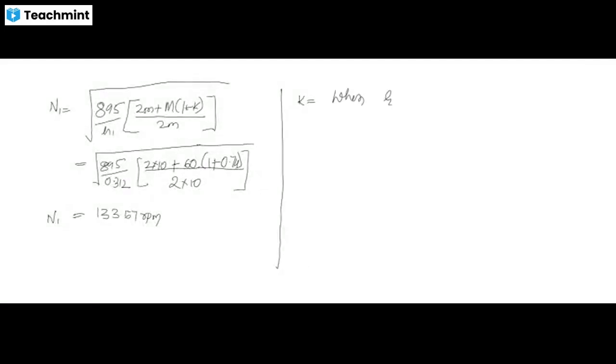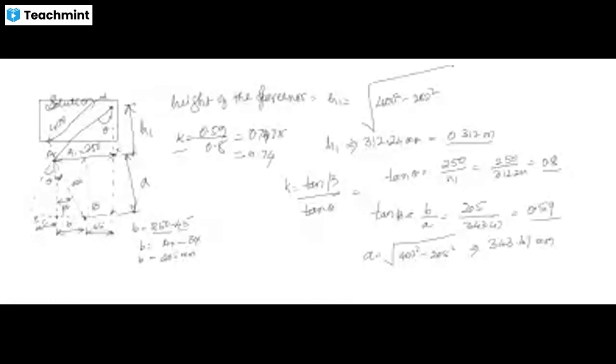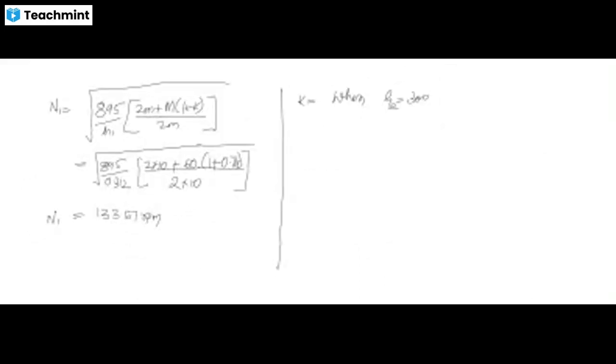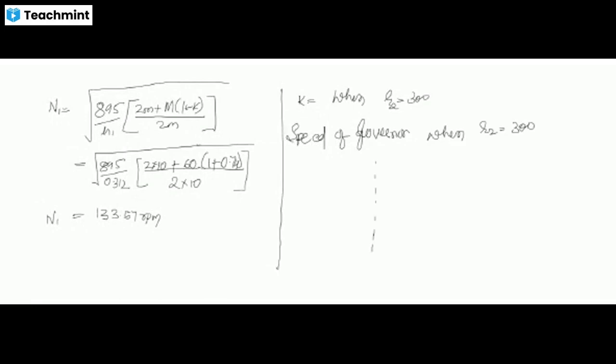Now similarly find out K when R2 equals 300 mm. Now let us go for the speed of the governor when R2 equals 300 mm. Now let us draw the diagram again here.